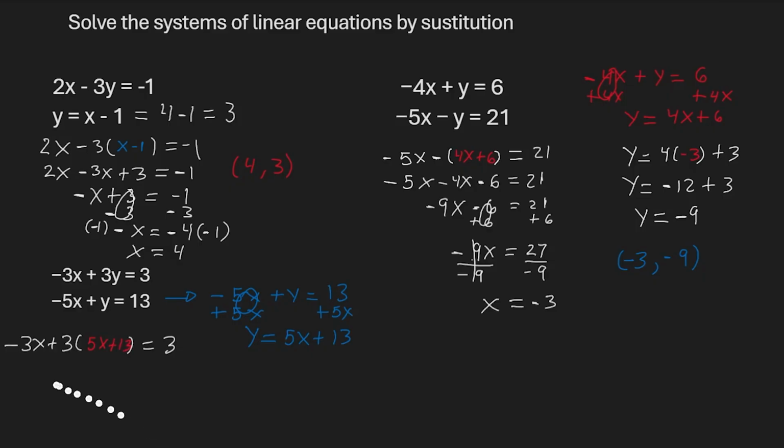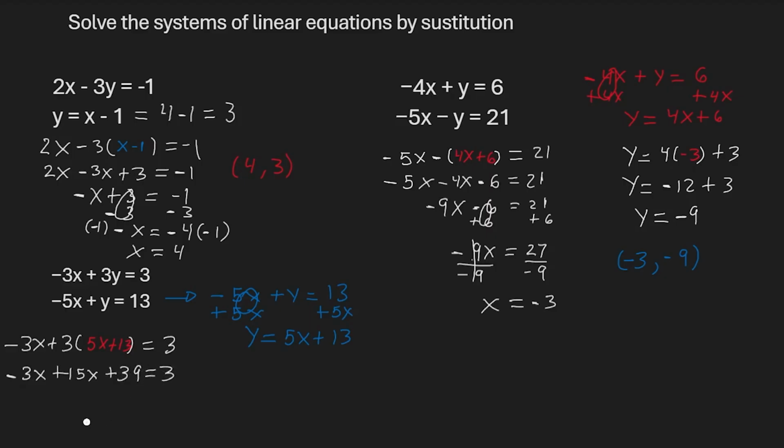And now we're going to get rid of the parentheses by using the distributive property. So I'm going to rewrite negative 3x, then multiply 3 times 5. You're going to get positive 15x. And 3 times 13 should be positive 39. All of that equals 3.